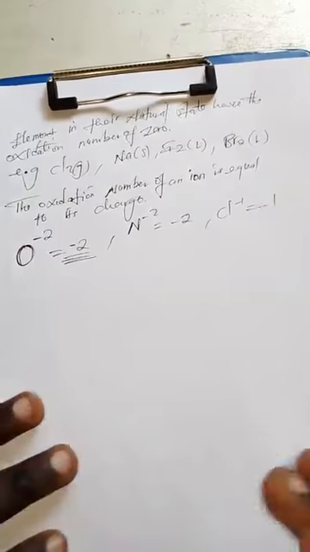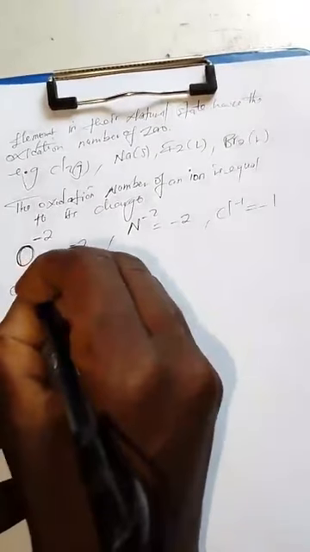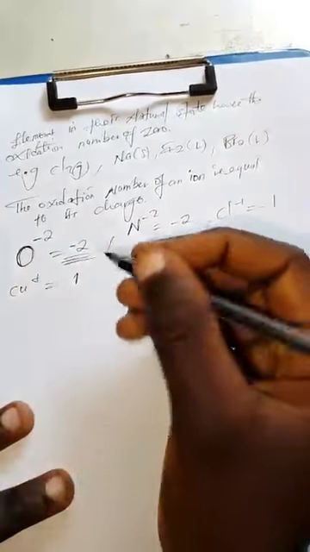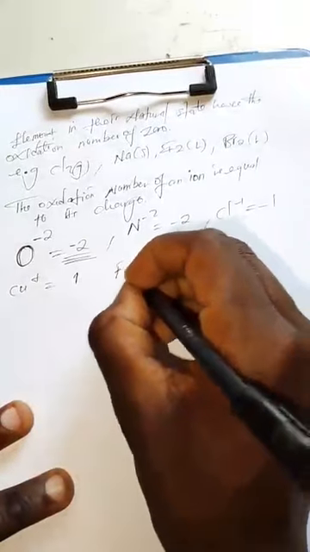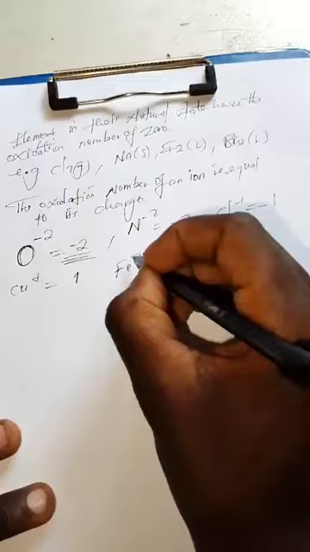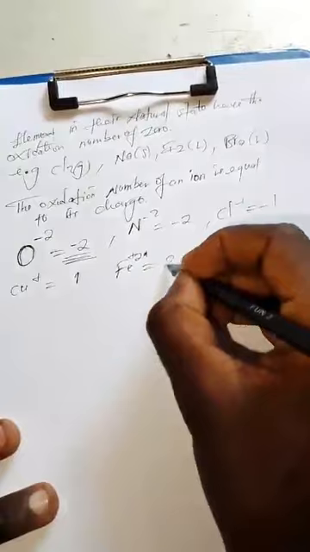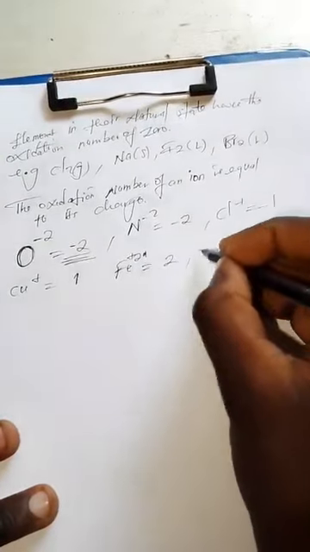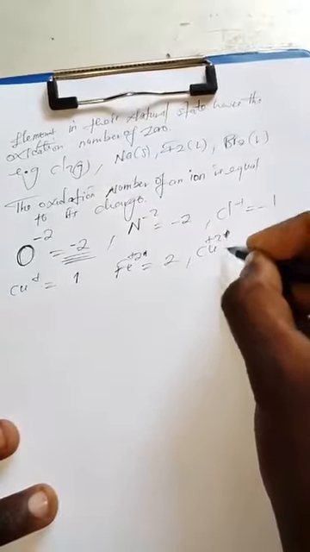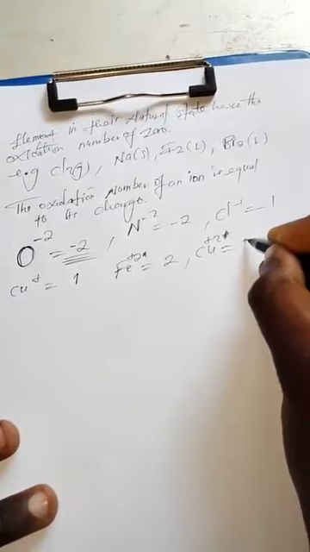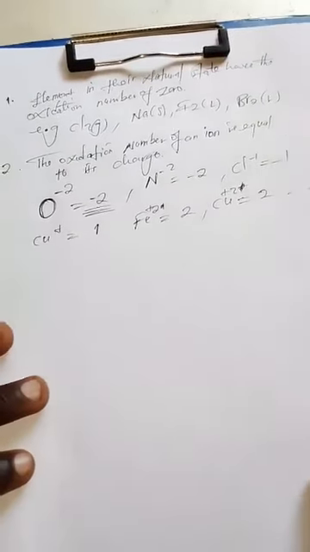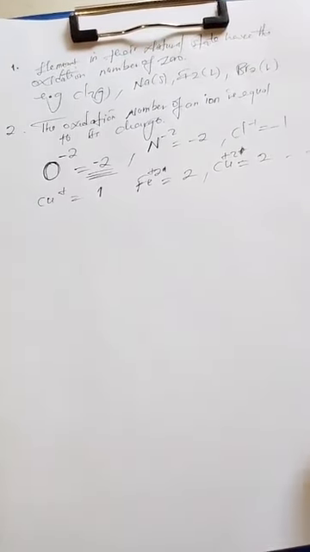Okay, copper, you have copper +1 ion, copper 2 ion, copper 2 has a charge like this. An ion.